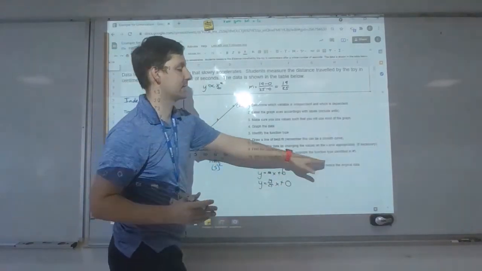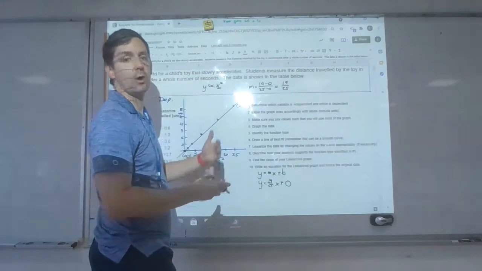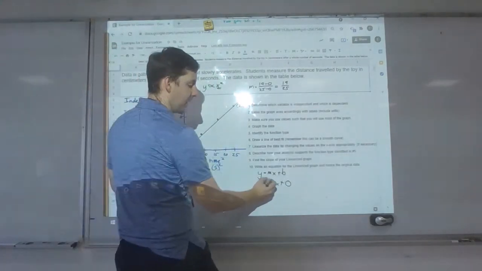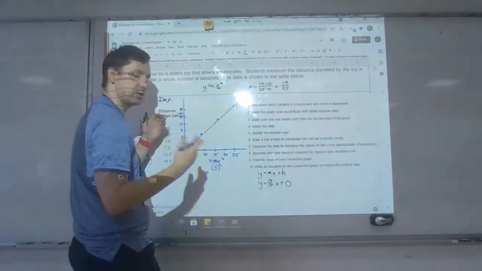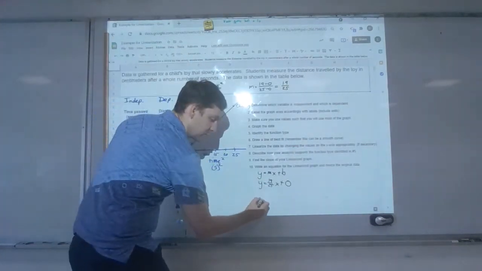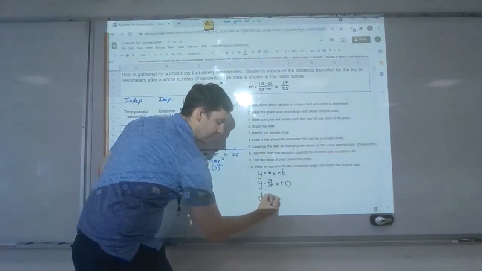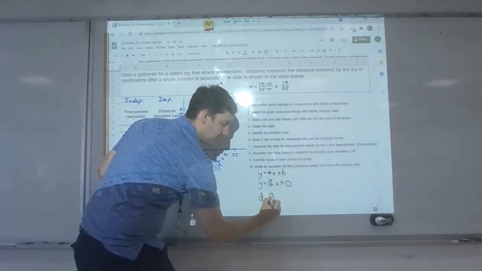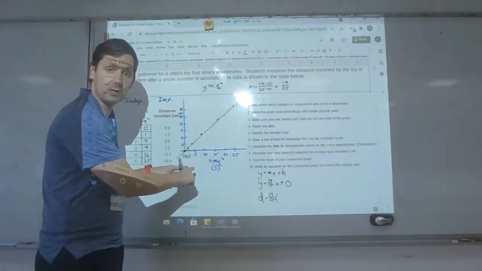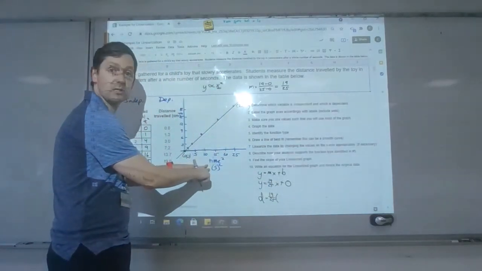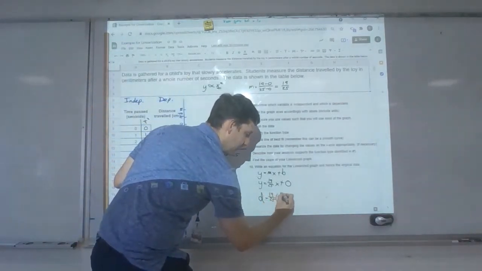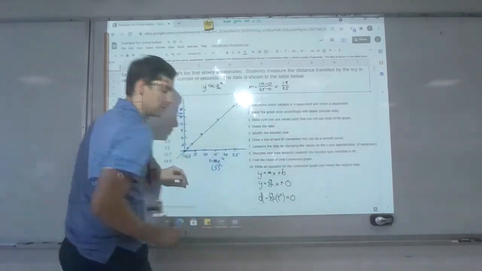Now what it means when it says hence the original data is it wants you to put back the things that you had before. So instead of having y equals 19 over 25x plus 0, it wants you to put back in that data. What was y? Y was the distance. So we're going to say distance is equal to 19 over 25. Now x, what is x here? X is time squared. And so we're going to put time squared in there. And then plus 0, just like that.